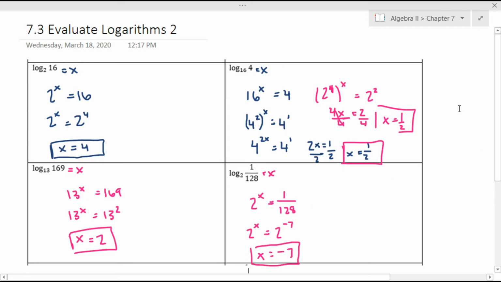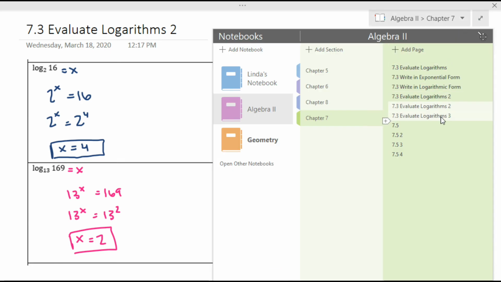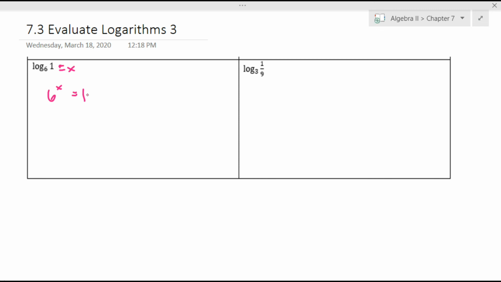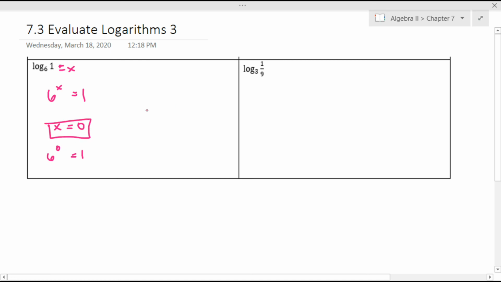All right, 2 more problems. And again, I encourage you to pause it, try these problems on your own, and then come back and see if you got it right. This first one is tricky. So let's do it. It is equal to x. So 6 to the power of x is equal to 1. It's hard because we can't really get the bases the same for this, but we should remember that anything to the power of 0 is 1. x would have to be 0 because 6 to the power of 0 would be equal to 1. That one was tricky.